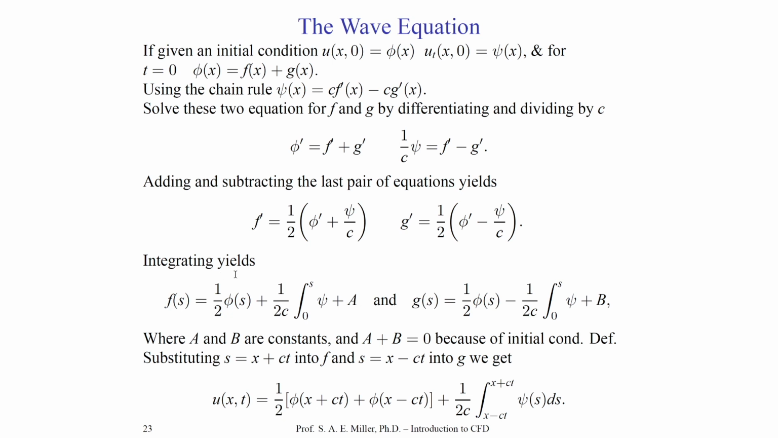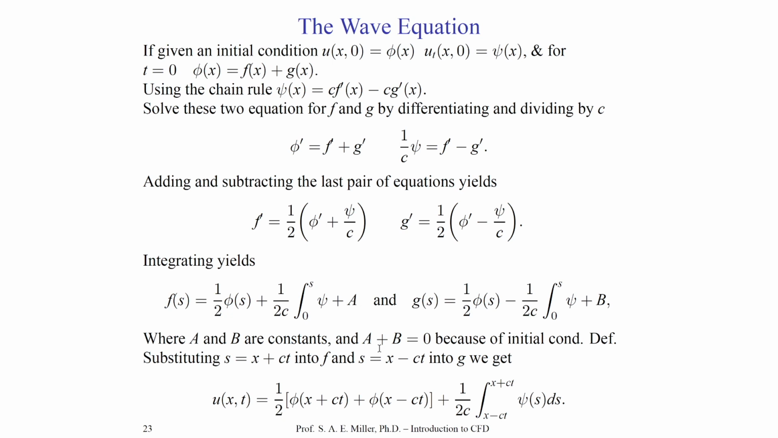Here we'll find 1/2 phi of s for f plus 1 over 2c integral from 0 to s of psi plus a, and g, remember, which represents the derivative of the initial condition, will be 1/2 phi of s minus 1 over 2c integral from 0 to s of psi plus b. Here a and b are the constants of integration, and a plus b must be 0 to satisfy the initial conditions.